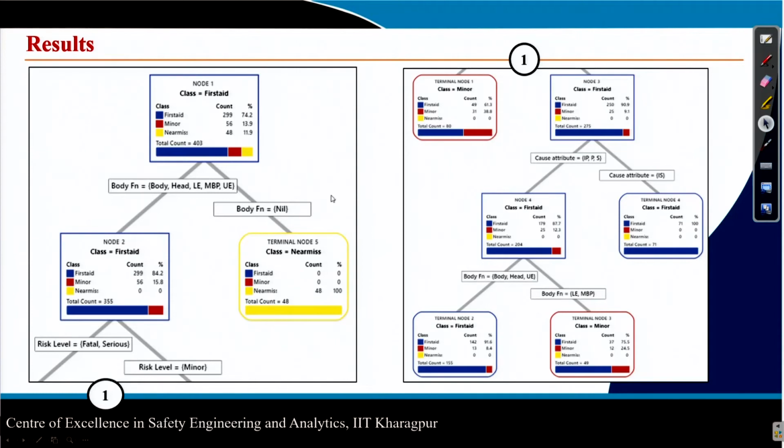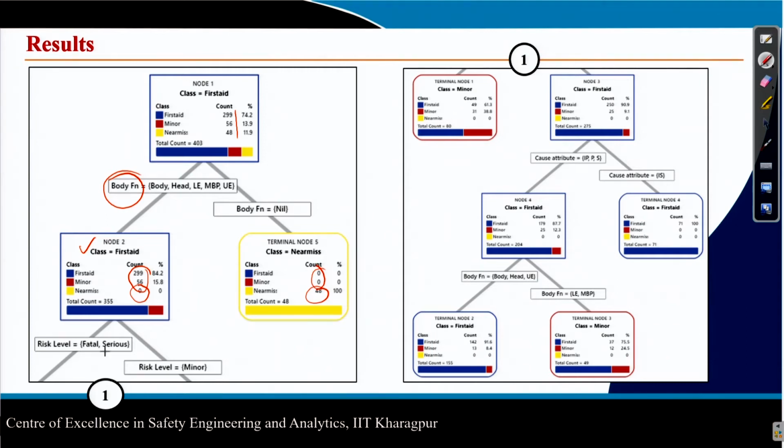Now the first split we got here is body parts. Then you find that in this node 2 near miss is 0, only the other 2 are there. So that means a little more homogeneity is achieved. Here 3 groups are there, here only 2. Here you see first aid and the other one are 0, only near miss is there. Okay.